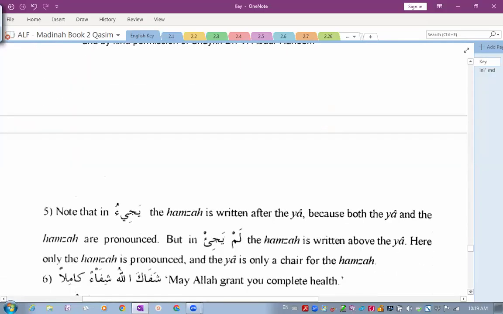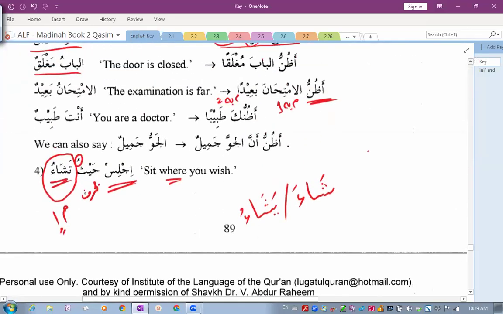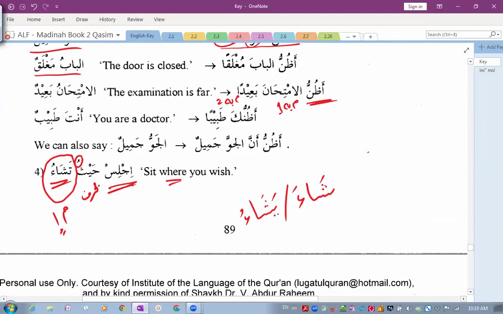So let's continue reading. Number 5. This is just for us to remember a sentence like this. Ijlis haythu tashau. Sit where you wish. Sha'a yasha'u is an ajwaf verb. Shaya'a actually, and becomes sha'a, to wish.